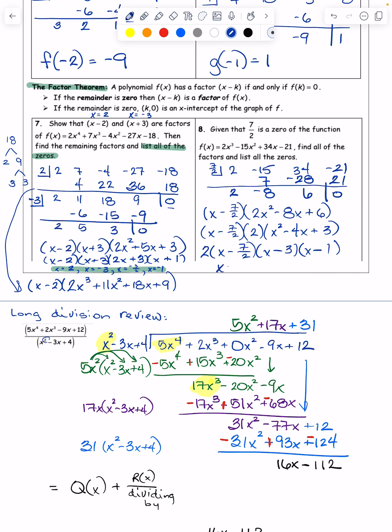So my zeros are x equals 7 halves. They told us that one. x equals 3 and x equals 1.